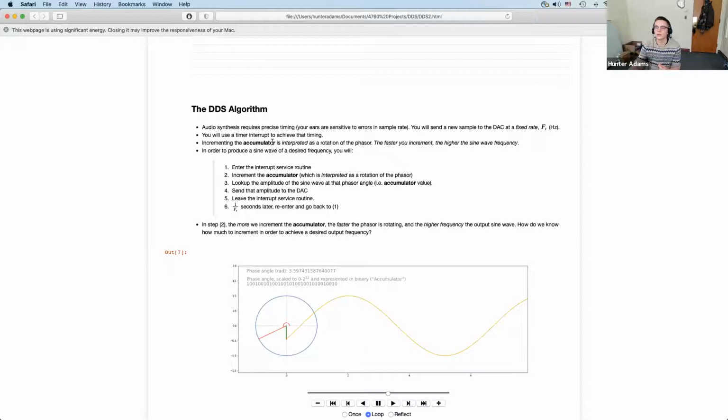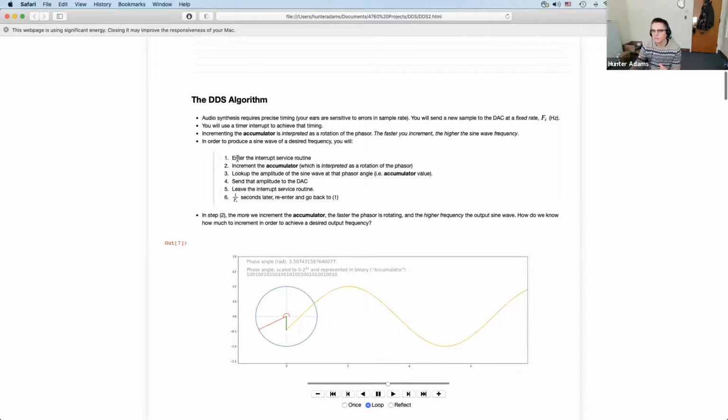We're going to talk through that in a moment. But does this make sense so far? So we've divided the 2 pi radians of phasor rotation into 2 to the 32 units. We're using a 32-bit variable to represent that. The consequence of that is whenever that variable overflows, we've completed one period of the sine wave. And then the algorithm is very simply enter the interrupt service routine, add some amount to that accumulator, which is the same as rotating the phasor, look up the sine amplitude at that phasor angle, send it to the DAC, and leave. Wait 1 over fs seconds, and then do it all again.